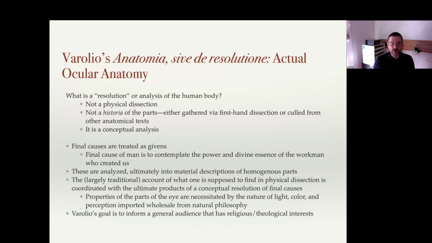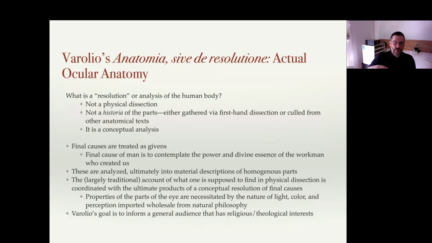So what is this resolution of the human body? It's not a physical dissection. It's not fundamentally a historia of the parts, gathered by first-hand dissection or culled from other anatomical texts. It's a conceptual analysis showing the necessity of the parts. So final causes are treated as given. And here's the final cause of man: to contemplate the power and divine essence of the workman who created us.